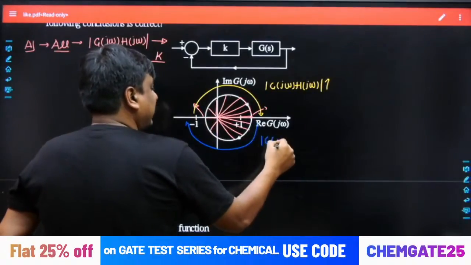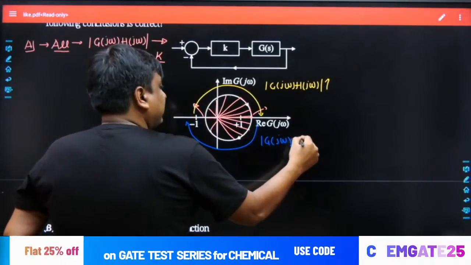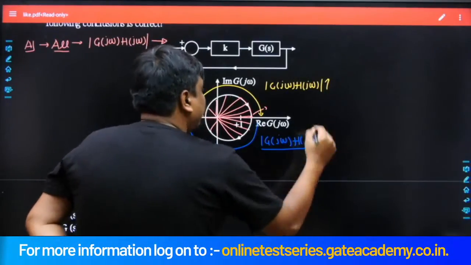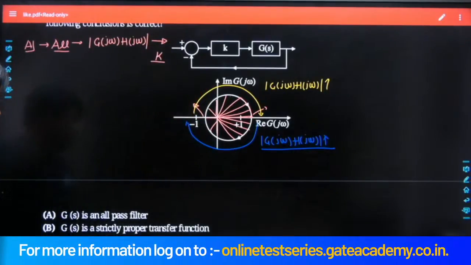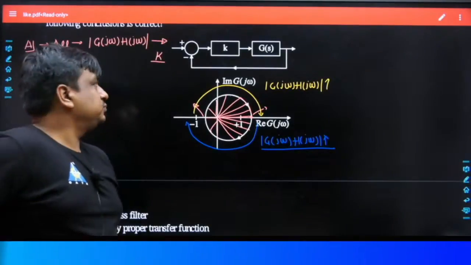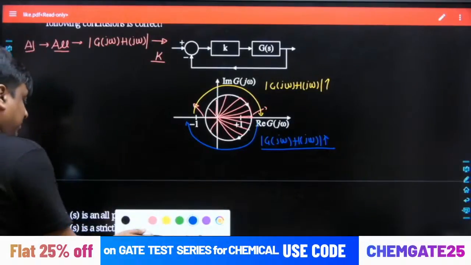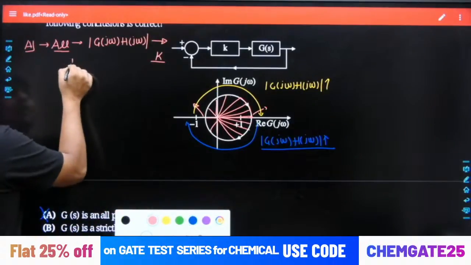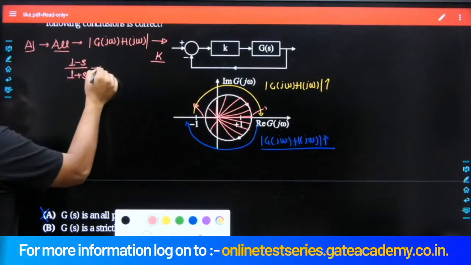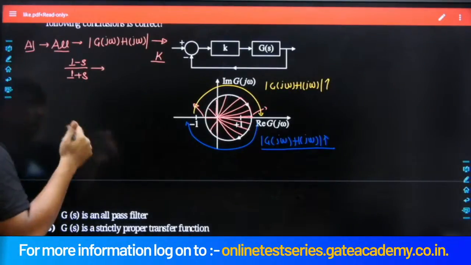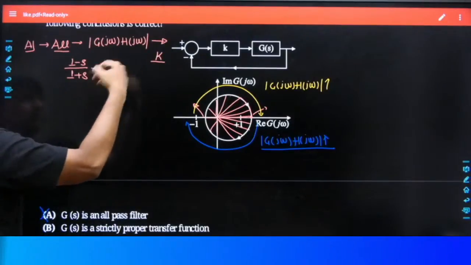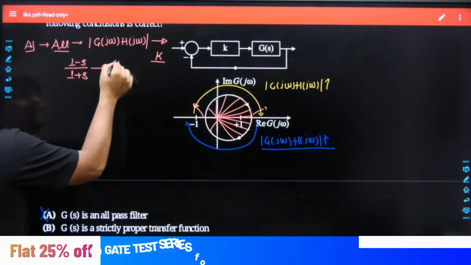So can I categorize this Nyquist plot under the all pass filter system? No sir, I won't be able to categorize it. Obviously A had been ruled out. If I take the reference of a system, let's take the system as (1 minus s) divided by (1 plus s). If I take its magnitude in frequency domain, what's going to be its magnitude? It's going to be root over of 1 square plus omega square divided by root over 1 square plus omega square, that is 1.